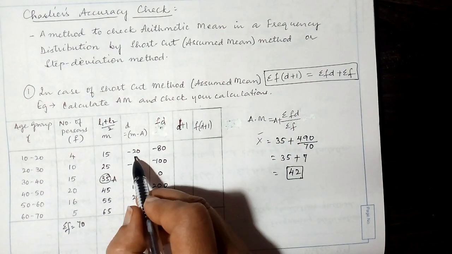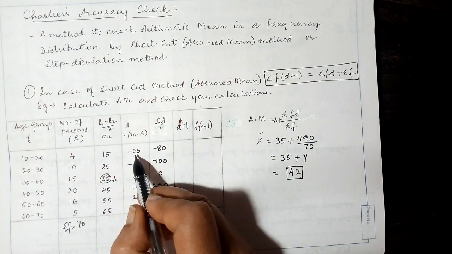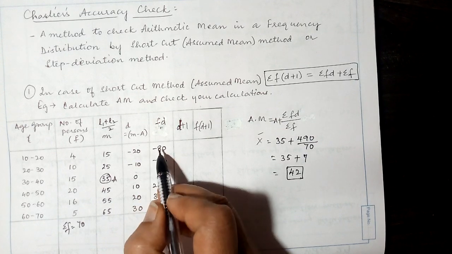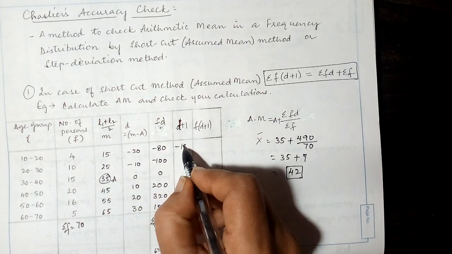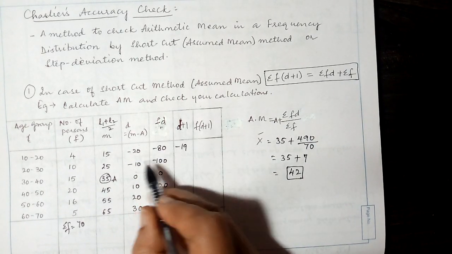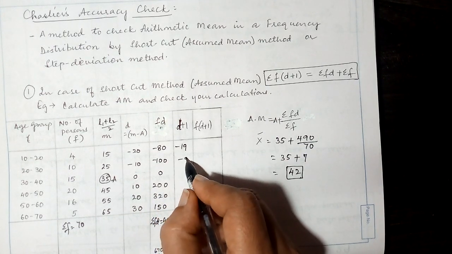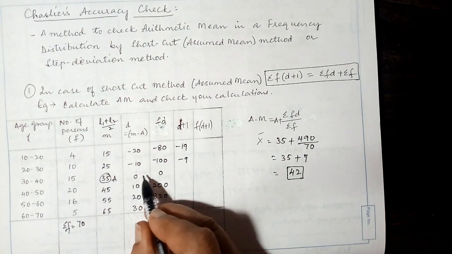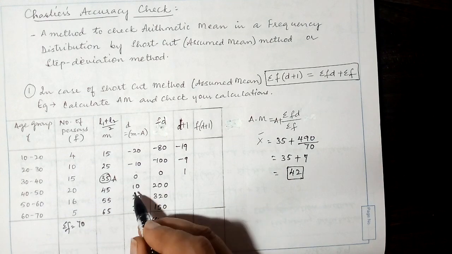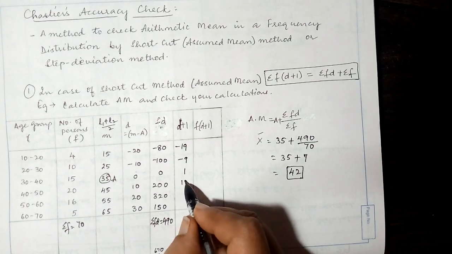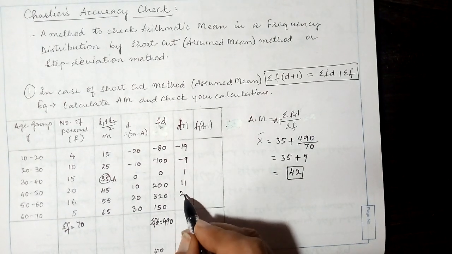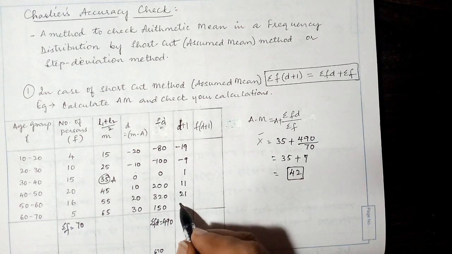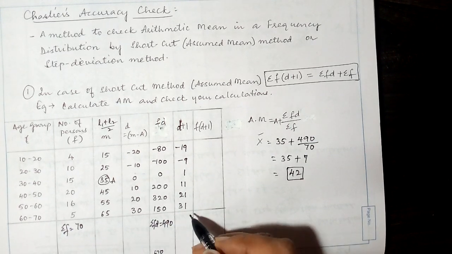D plus 1, d is here, plus 1 we have to do. So minus 20 plus 1 will give us minus 19. Minus 10 plus 1 gives us minus 9. Now 0 plus 1 gives us 1. 10 plus 1 is 11. 20 plus 1, 21. And 30 plus 1 is 31.